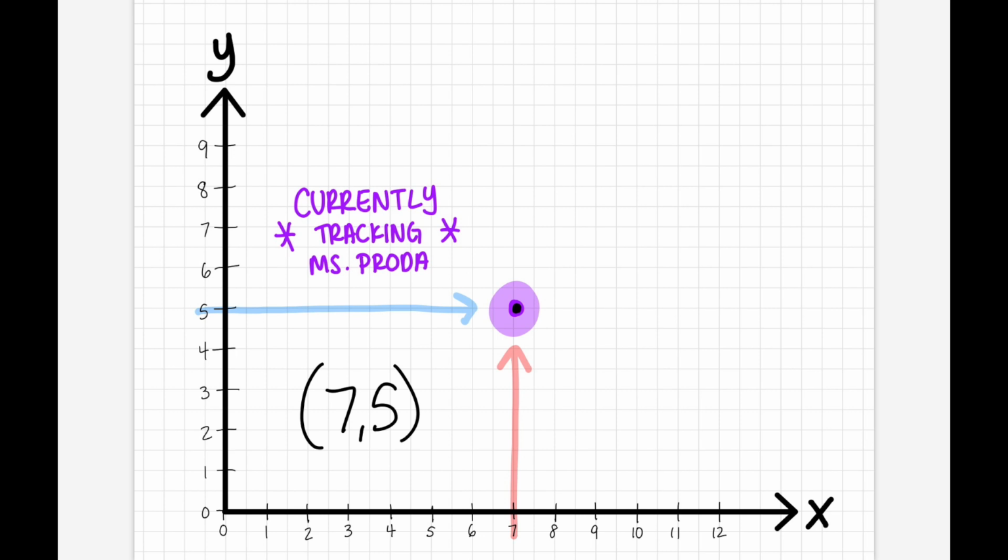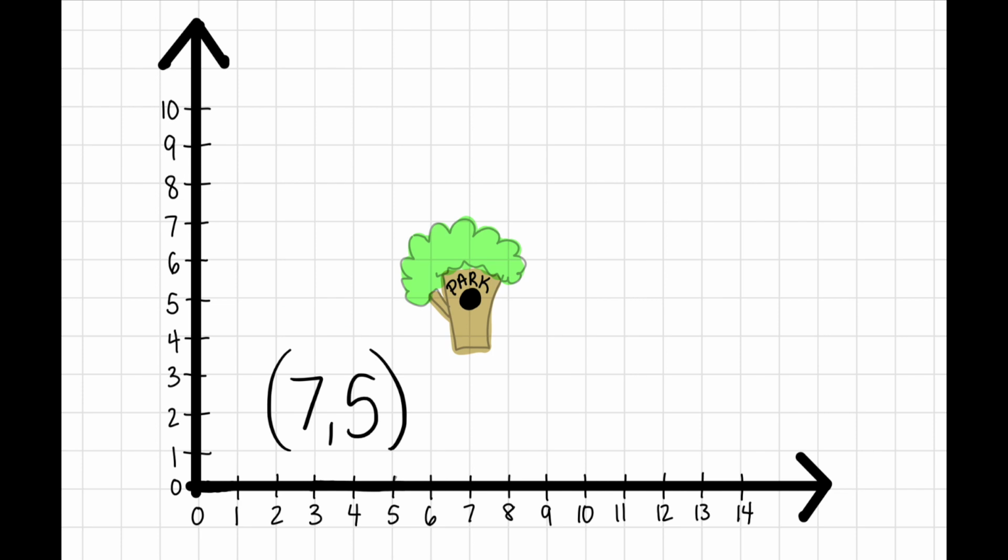Let's review why that is the correct answer. First is always the x-coordinate. If we take a look at the x-axis, which goes side to side, we can see that the x-coordinate is 7. Miss Proda first ran 7 units to the right. Last is always the y-coordinate. If we take a look at the y-axis, which goes up and down, we can see that the y-coordinate is 5. After Miss Proda ran 7 units to the right, she ran up 5 units to get to the park, which again is at 7, 5.